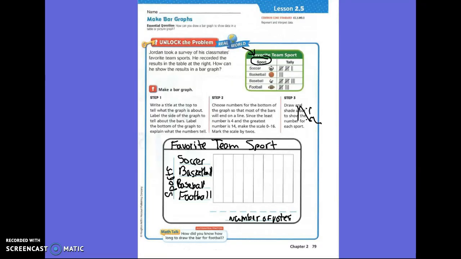Now we have to figure out what we are counting by in our number line. So let's look at our tally tables. Guys, hands off your eyes. Look at your tally tables. How much does soccer have? 12. How much does basketball have? 4. How much does baseball have? 14. How much does football have? 9.